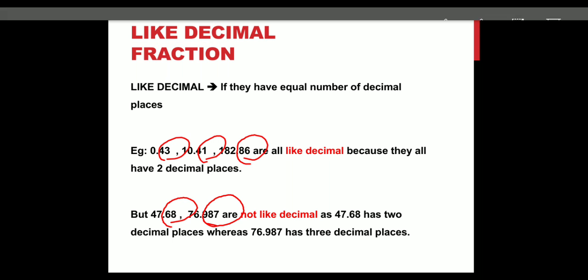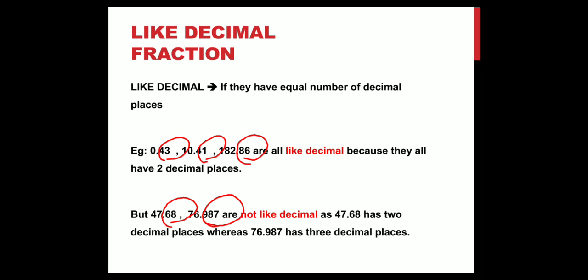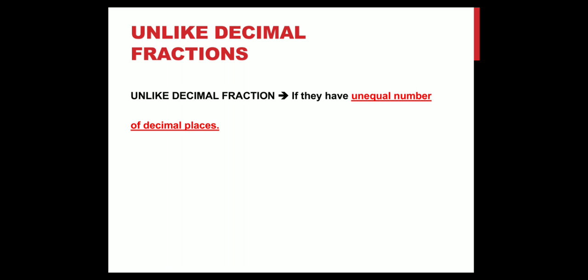Then what does it mean? If it is not like fraction, then what is the name for this fraction? You have this doubt, right? Yes, we call it unlike decimal fraction. So what is unlike decimal fraction? If the decimal numbers have an unequal number of decimal places, we call it unlike decimal fraction.